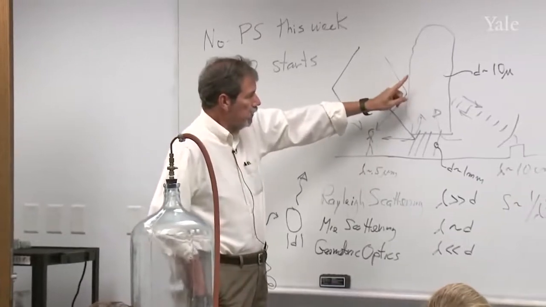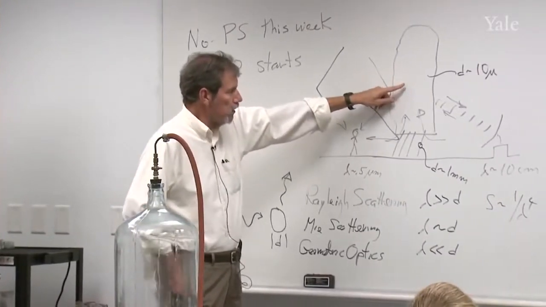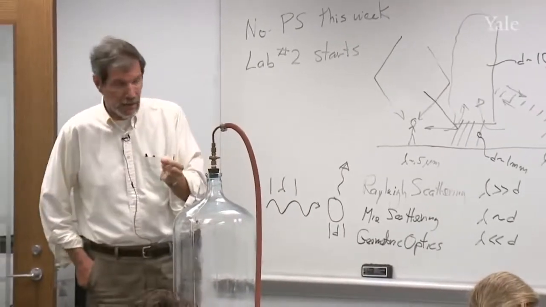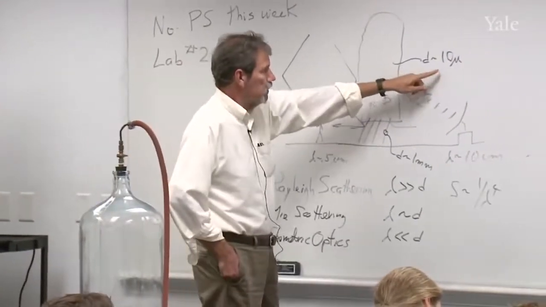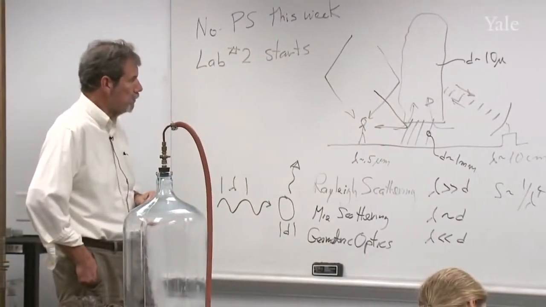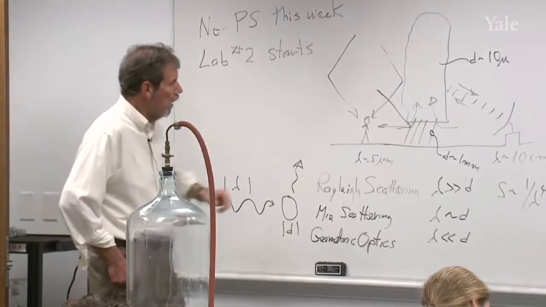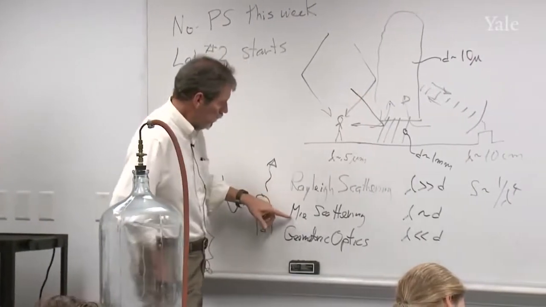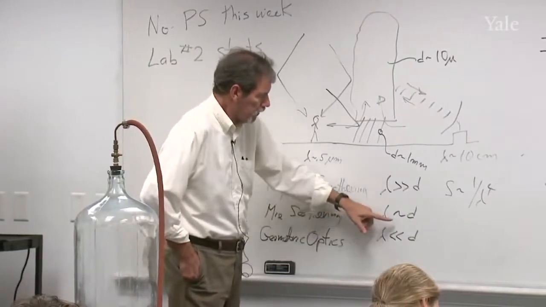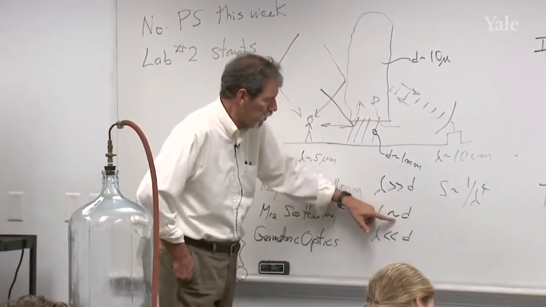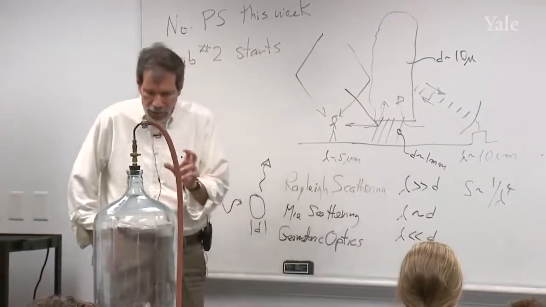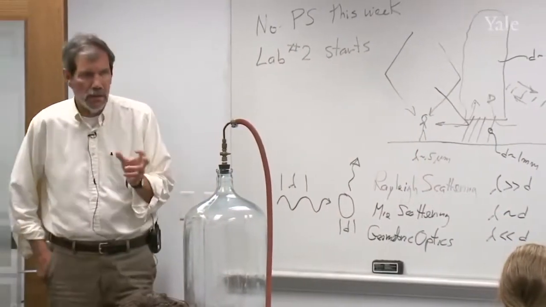Now, the cloud particles in the cloud are much larger than molecules. They are typically 10 microns in size, which puts you into the so-called Mie scattering regime, where the wavelength is within 1 or 2 orders of magnitude of the diameter. It doesn't have to be close to the same as the diameter, but within a factor of 10 or 100 of it.